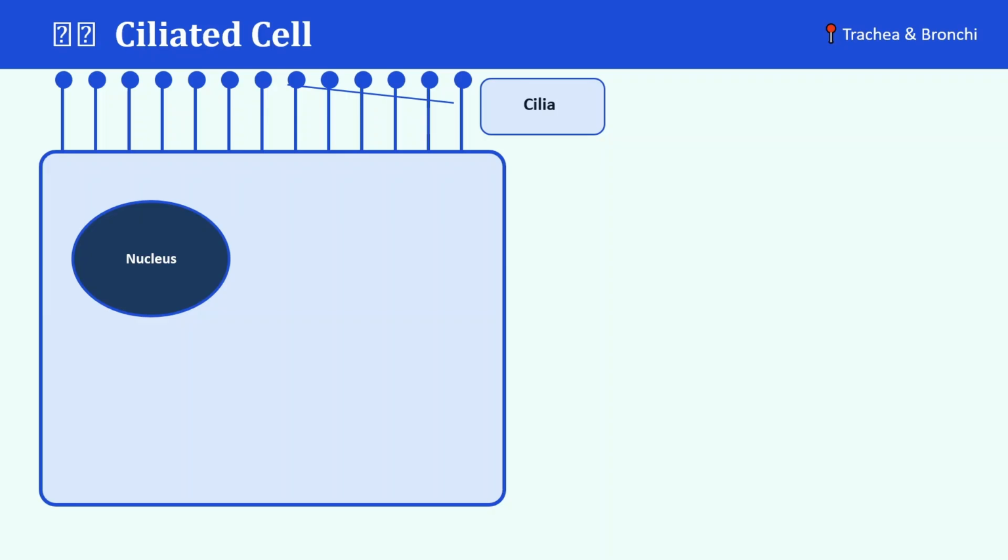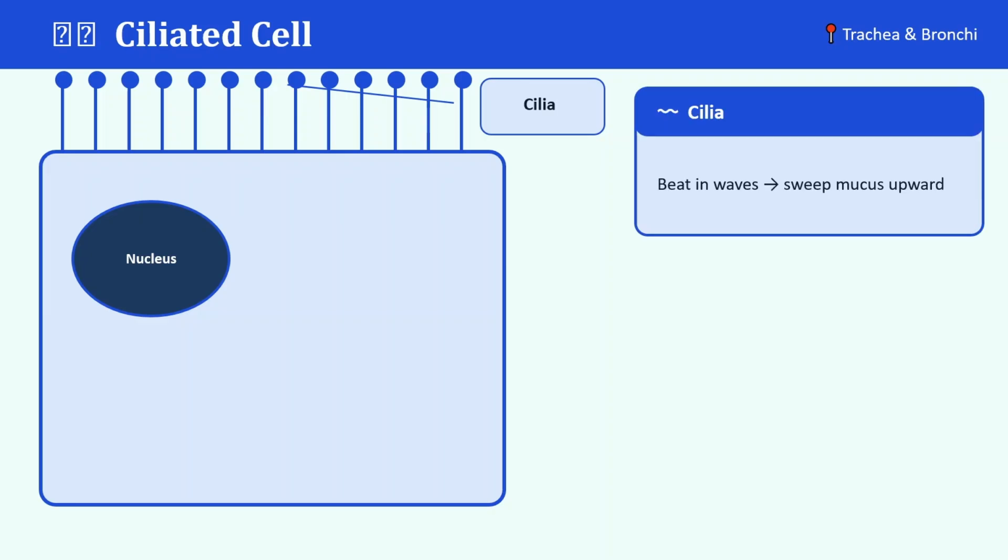Now, what exactly do these cilia do? Every time you breathe in, you inhale dust, bacteria, pollen, and other harmful particles. These particles get trapped in a sticky liquid called mucus which lines your airways. Then the cilia beat. They move in a coordinated wave-like motion like a Mexican wave and they sweep the mucus upwards towards your throat. You then swallow it and the harmful particles are destroyed by acid in your stomach. This is your first line of defense against respiratory infections.